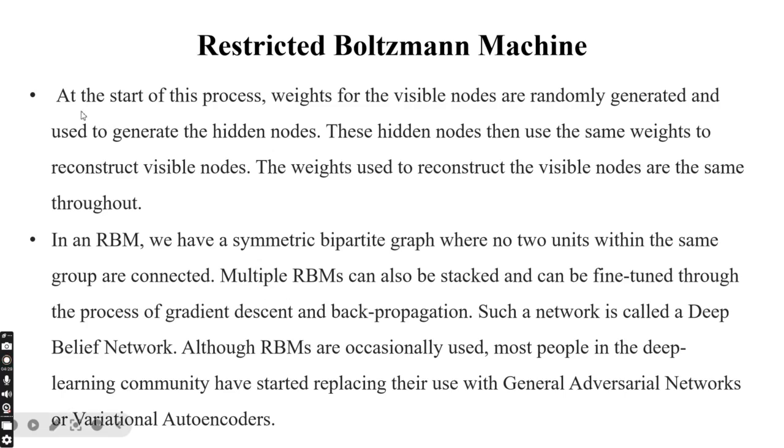Now, the structure of this process: the weights for the visible nodes are randomly generated and used to generate hidden nodes. So this is for the restricted Boltzmann machine. These hidden nodes then use the same weights to reconstruct the visible nodes. See the process of the restricted Boltzmann machine. At the starting, the weights for the visible nodes are randomly generated to generate a hidden node. Then the generated hidden nodes use the same weights to reconstruct the visible nodes. The weights used to reconstruct the visible nodes are the same throughout the system.